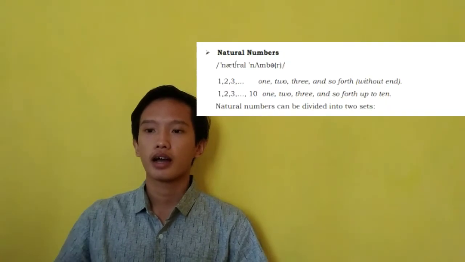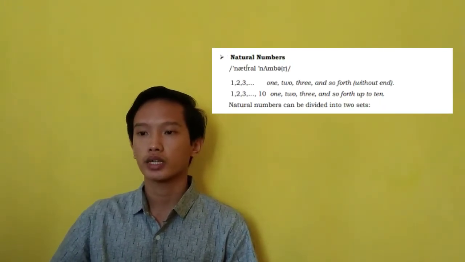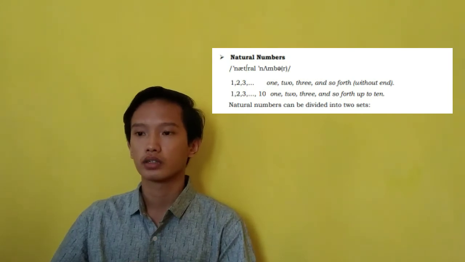And then B. Ordinal numbers or place numbers, like first, second, third, fourth, fifth, sixth, seventh, eighth, ninth, and 10th. And then natural numbers like 1, 2, 3, and so forth.